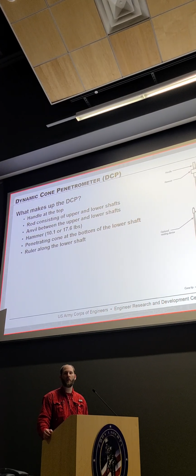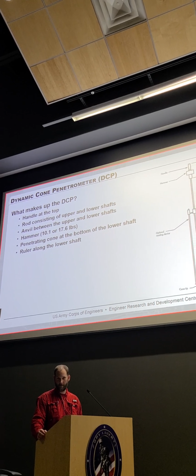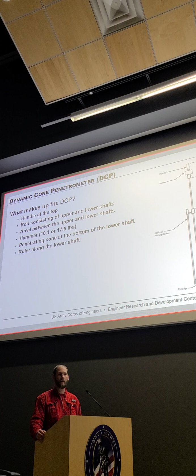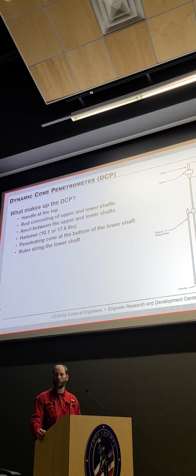How many people have run a DCP before? It's pretty simple. I'm not going to waste your time on this. Handle at the top, upper and lower shaft, anvil in the middle. Hammer strikes the anvil. What does it do? It sends the cone into the dirt. And how much energy, how much work you have to do to penetrate that surface with that cone determines the strength of the soil, right? Next slide.